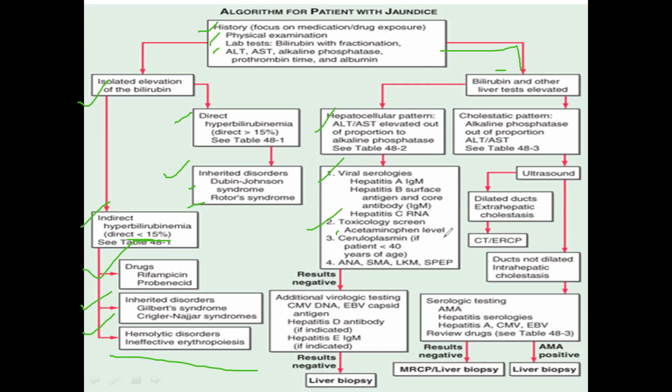Then ceruloplasmin if the patient is less than 40 years of age, and if the patient has a cholestatic pattern in which alkaline phosphatase is out of proportion to the liver enzymes. So in the first case, liver enzymes were out of proportion to the alkaline phosphatase, and in the second case, alkaline phosphatase is elevated out of proportion to the liver enzymes. So this is a cholestatic pattern. In that case, obviously you would need an ultrasound to locate where the obstruction is.